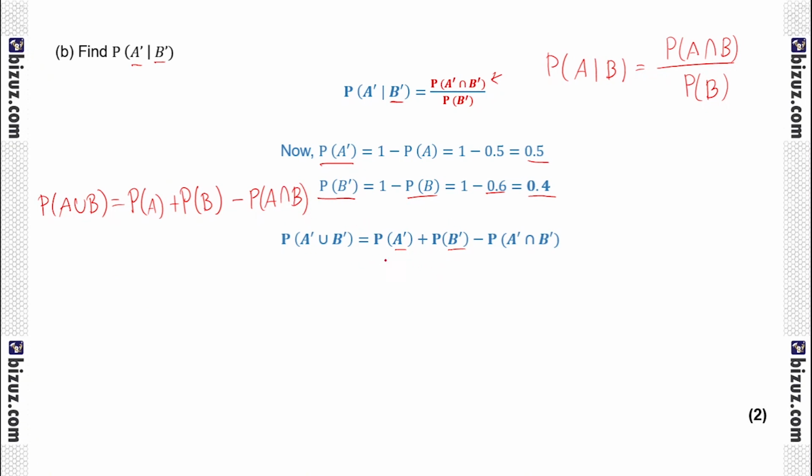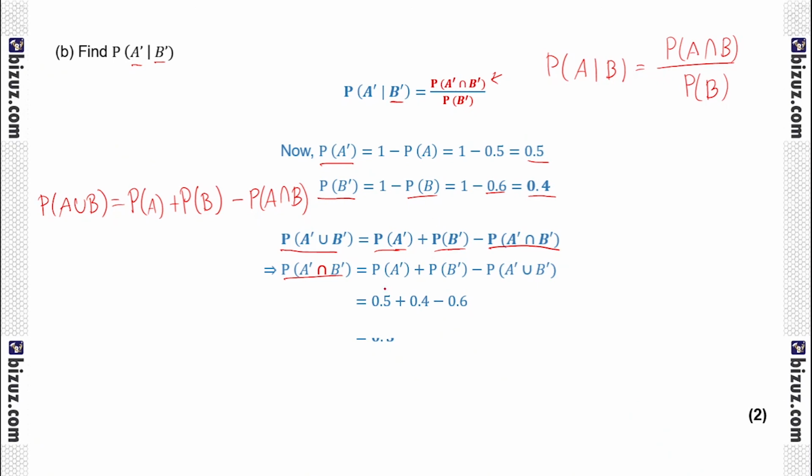Now we actually need this here, and we have all of these values. If we plug them in, we can find the value of the A prime intersection B prime. First, I just rearrange this a bit to make this the subject. Now we have all these values. Probability of A prime is 0.5. The probability of B prime is 0.4. The probability of A prime union B prime was given in the previous slide. It was 0.6. So minus 0.6. This gives us an answer of 0.3.